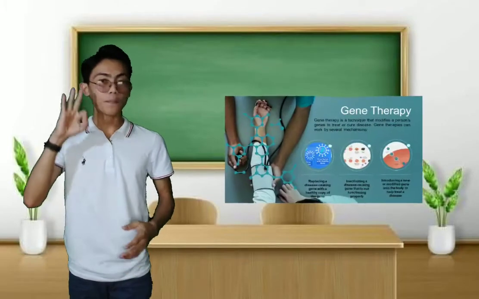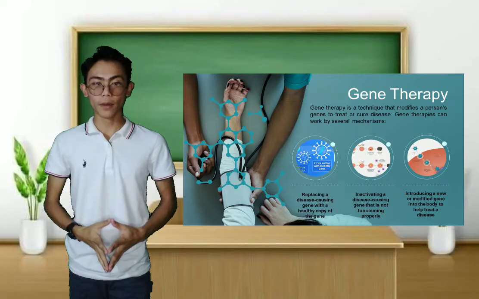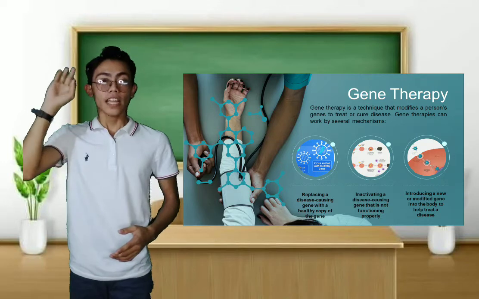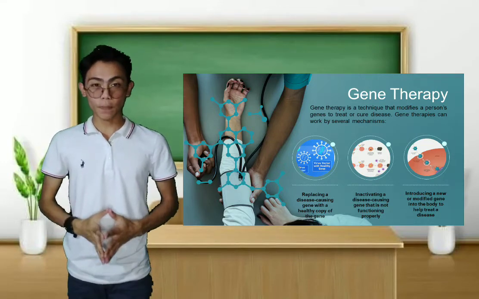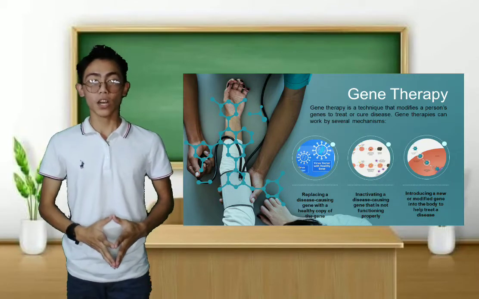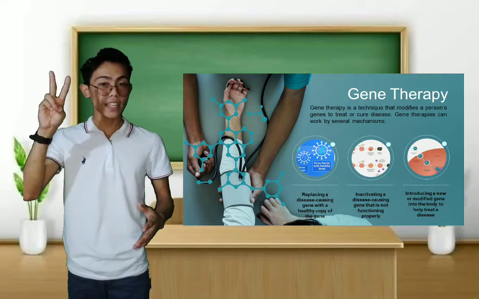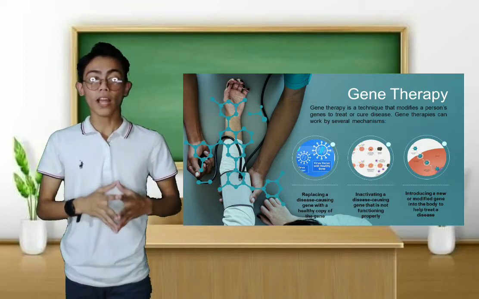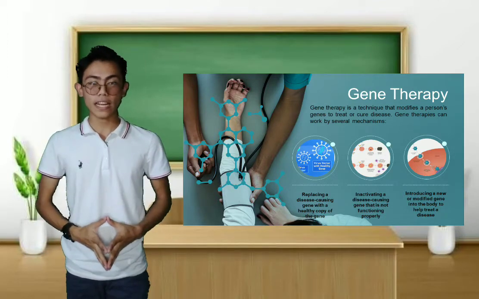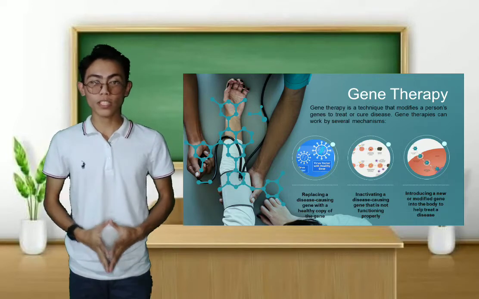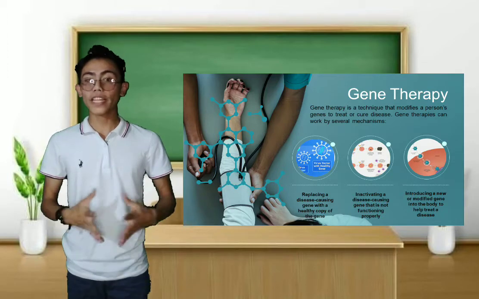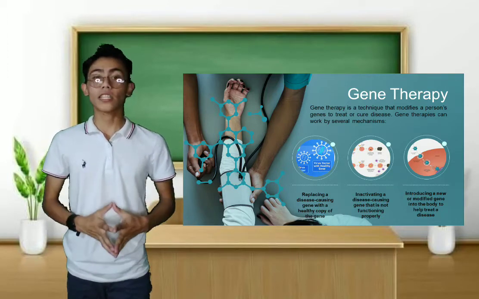Now, there are three approaches or mechanisms in gene therapy: replacing, inactivating, and introducing. First one is replacing: replacing a disease-causing gene with a healthy copy of a gene or cell. Second is inactivating, also known as knocking out a disease-causing gene that is not functioning properly. And last one is introducing: giving a copy of a new or novel modified gene into the body to treat certain diseases.